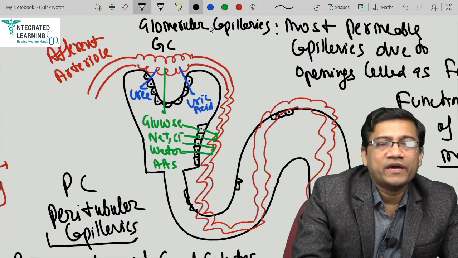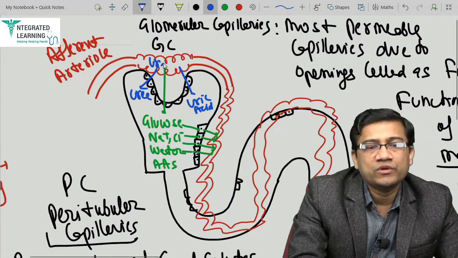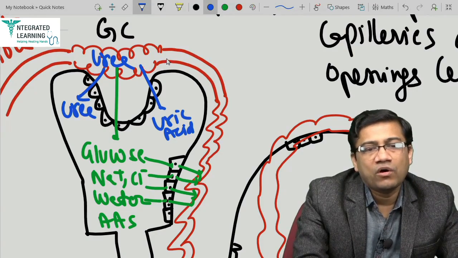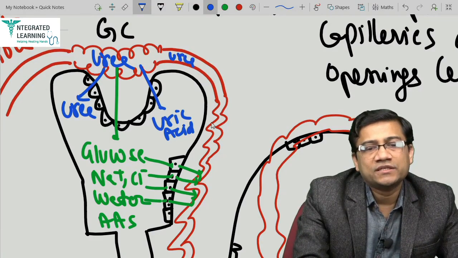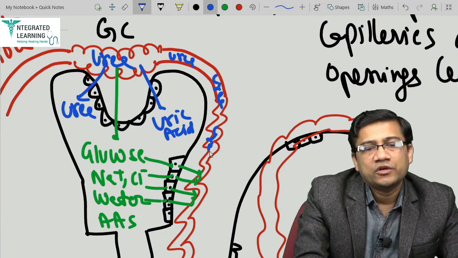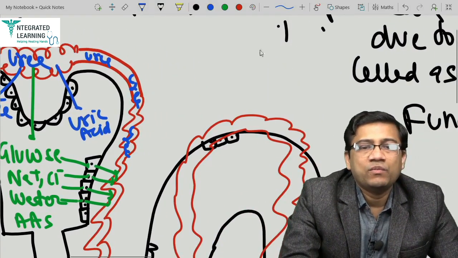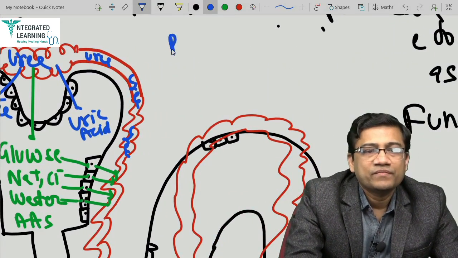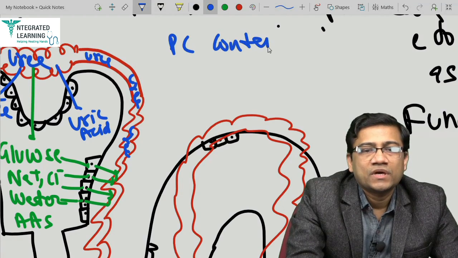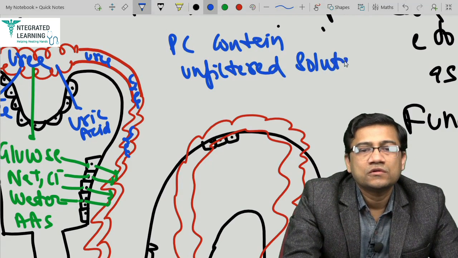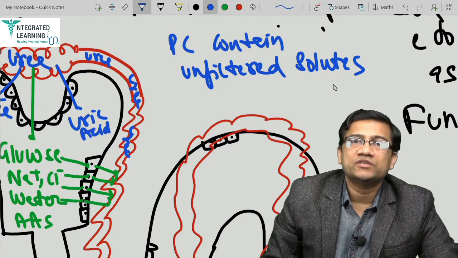So that is why the unfiltered, let's say this is a urea, I'll zoom in. So this urea which was filtered will not be all filtered, and some urea escapes filtration and enters which capillary? The peritubular capillary, okay. So that's why, what do the peritubular capillaries contain? PC contain unfiltered solutes. So where are the unfiltered solutes present?